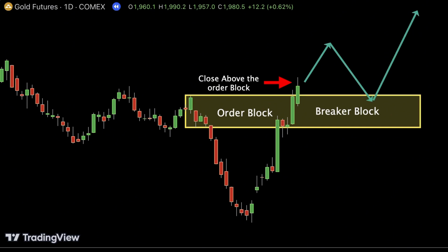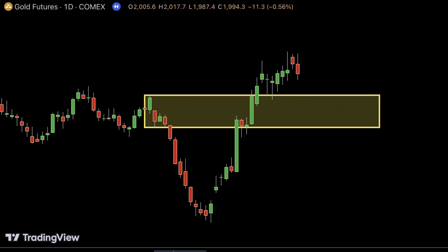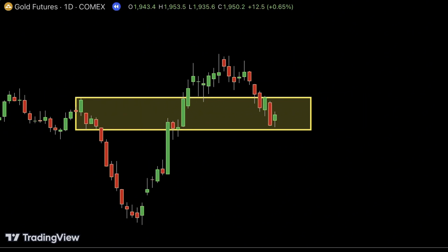This is where patience comes into play. Allow the market to come back to test the breaker block level. In this case, the market retraces and tests the breaker block, revisiting the area that was previously a supply zone and is now acting as a demand zone. This test gives us the opportunity to look for an entry trigger.